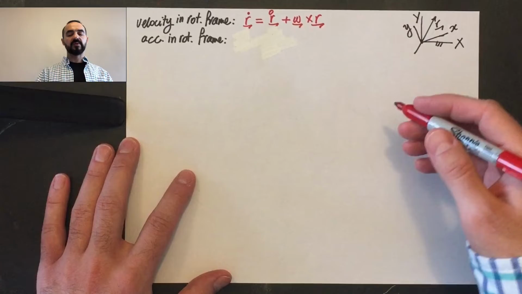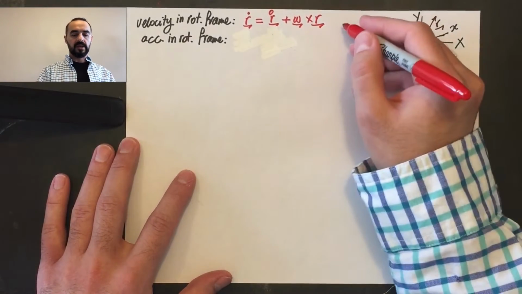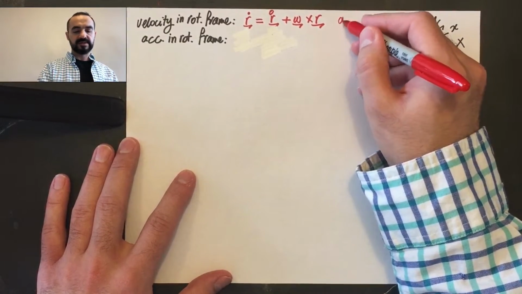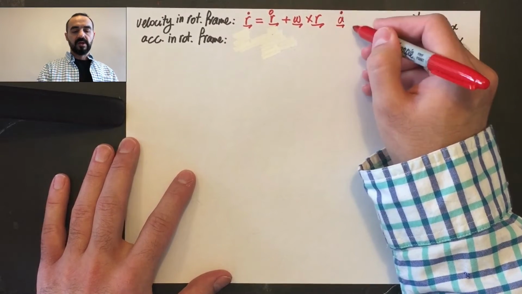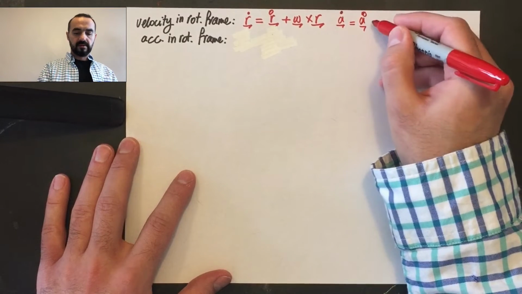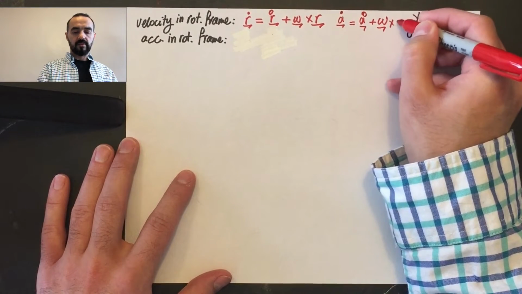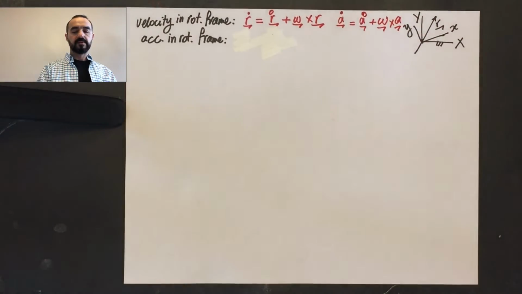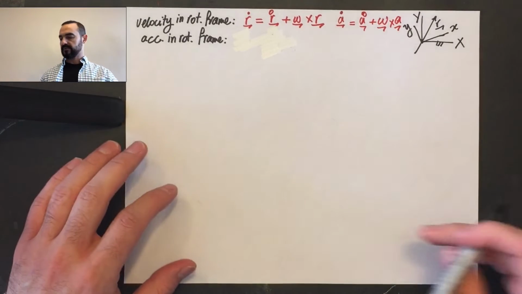So for example, let's say we have a vector which is called A. For that vector, you could do the same thing. You could say A dot is A circle plus omega cross A. Right? And we're going to use this mathematical relationship when we are deriving acceleration. The first step to derive the equation for acceleration is simply to differentiate our velocity relationship.